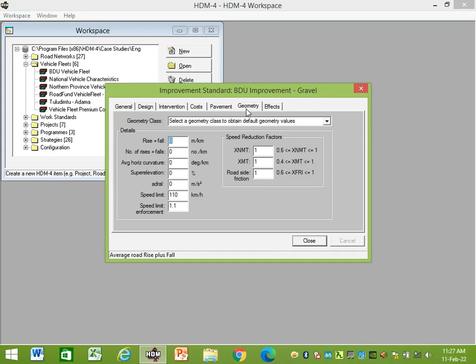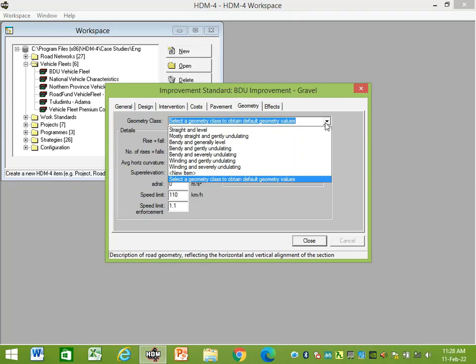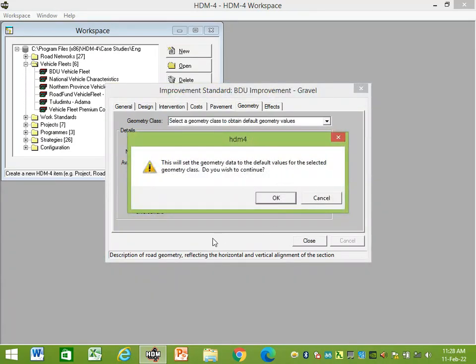This says geometry. Let's go in, open it, and select mostly straight and gently undulating. Just open, look into it, and pick the right one. It says straight and level, mostly straight and gently undulating, bendy and generally level, bendy and gently undulating. There are so many choices. So usually we take mostly straight and gently undulating.